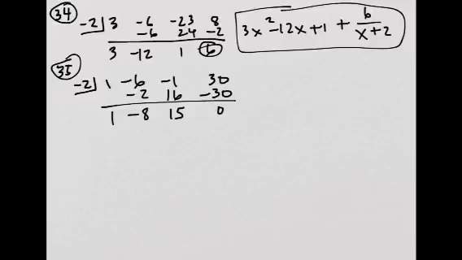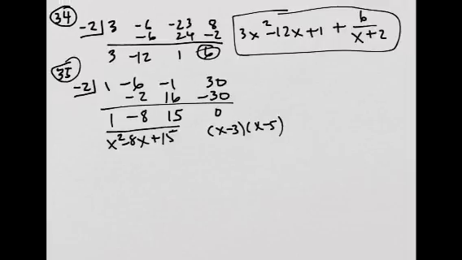So yes, it is a factor, and this will make up my other factors. So this is x squared minus 8x plus 15. So factors of 15 that add up to negative 8 would be negative 3 and negative 5. So this would be x minus 3 times x minus 5. And then we had the original one, the one they gave you, which was x plus 2. So the zeros are 3, 5, and negative 2.